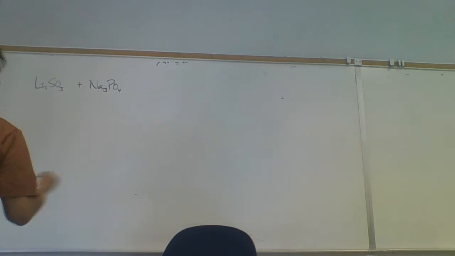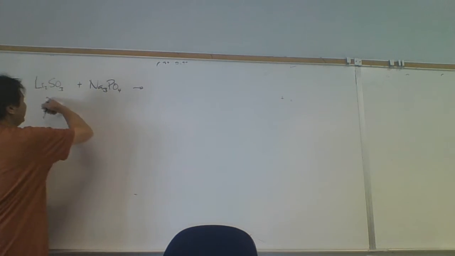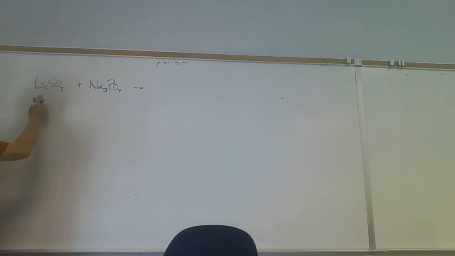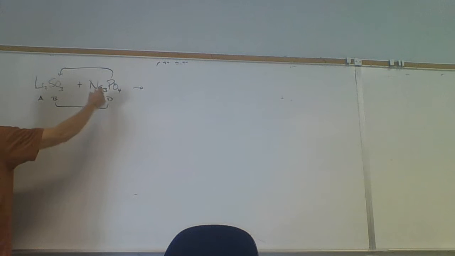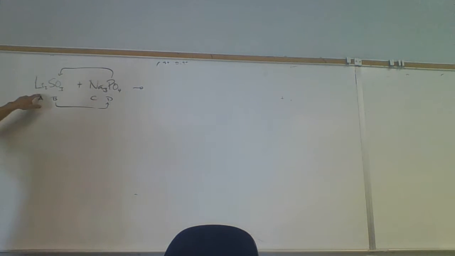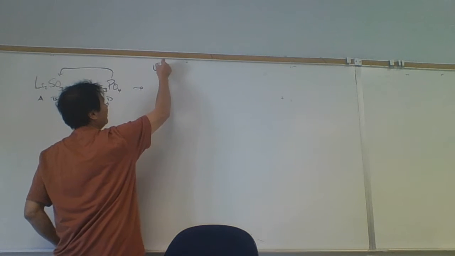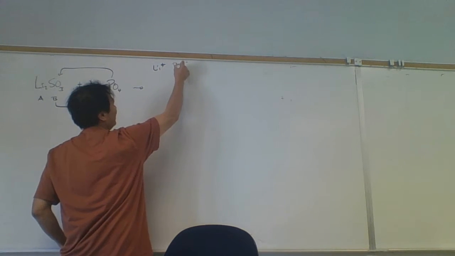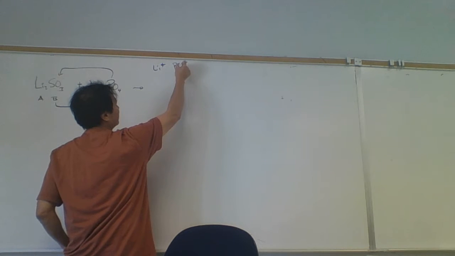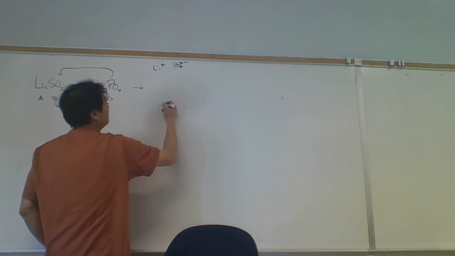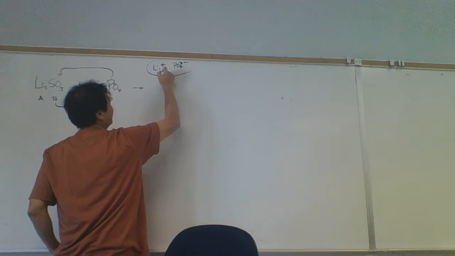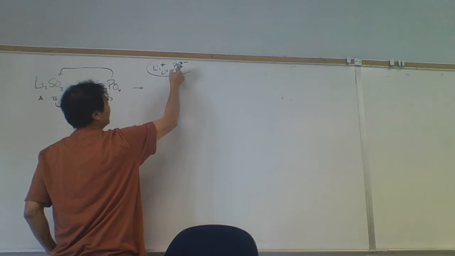Let's take a look at the products here. So, this is what type of reaction? This looks like a metathesis double replacement. So we just switch these. So we're going to have lithium ions with phosphate. Lithium is a +1, but phosphate is not a -1. Phosphate is a -3. And so how many lithiums are we going to need? We need 3 lithiums.